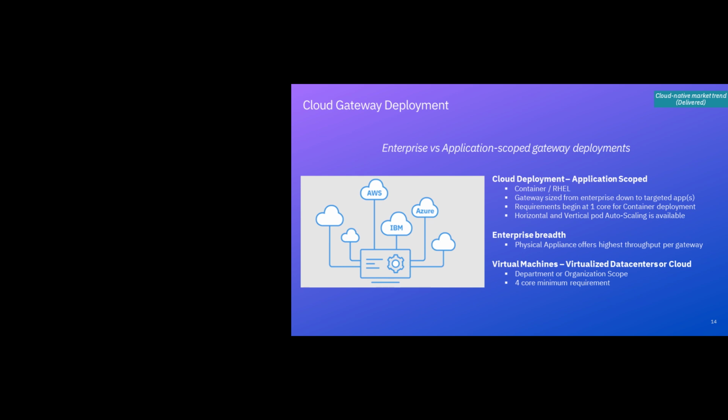Some things we've done over the last months to year, and we keep improving now, is that although in VMware we maintain a 4-core minimum, which used to be 8-core, and the enterprise physical is the physical, 32-core, 64. For cloud deployment, it's application scope now, so you can go down to a 1-core container on DataPower.